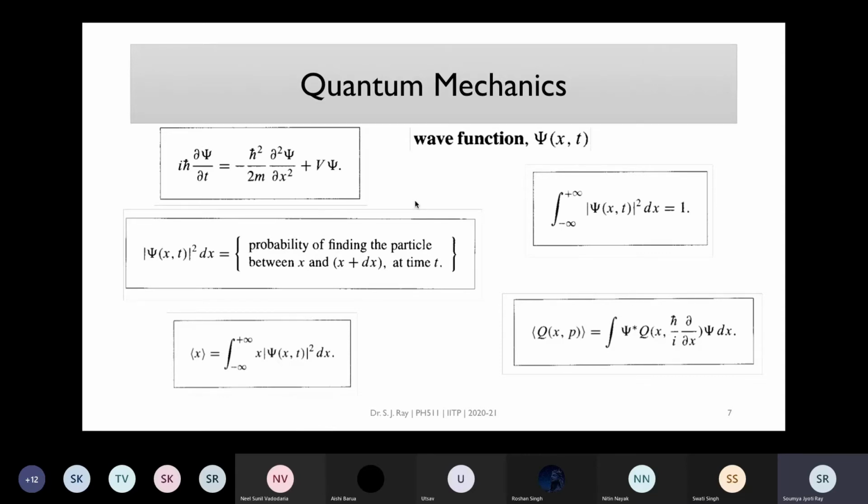Okay. So we will be seeing, basically we'll be using quantum mechanics here. So the basics of quantum mechanics, it starts with the Schrodinger equation.